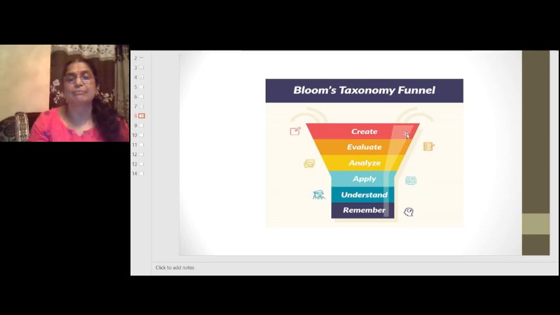Now see, for example, the first one here is remember, and remembering is the lowest level, and the next level is understanding. Then you have to apply, analyze, evaluate and create. For example, if I show you a fruit, an apple, and I say this is an apple, you just remember it. Other than that, you don't know anything about it, you just remember. When I say apple, you remember, oh, it's an apple, it's a fruit, that's all. More than that you don't.